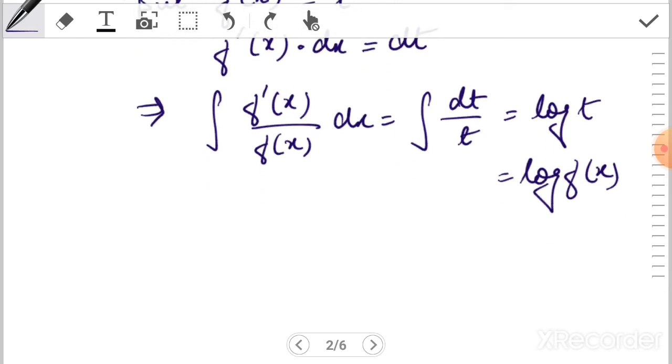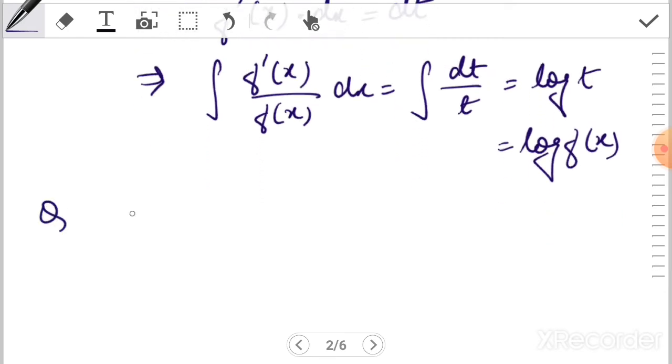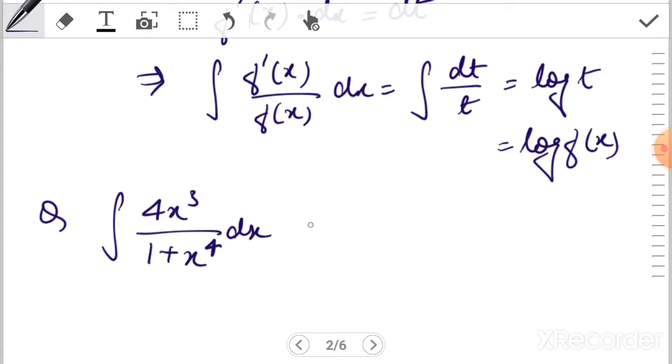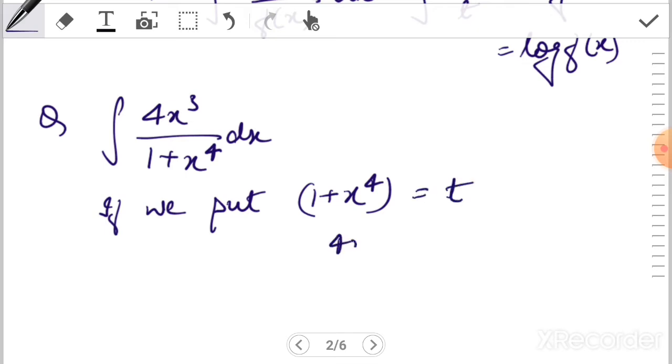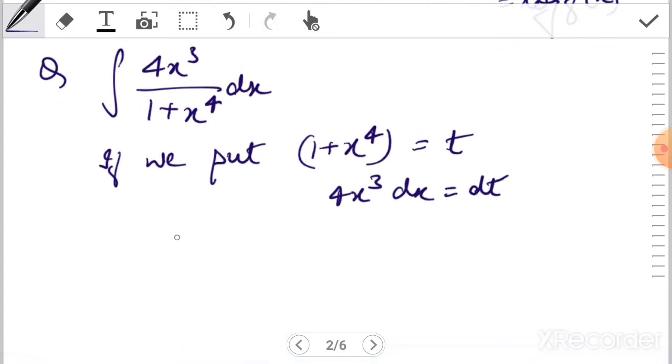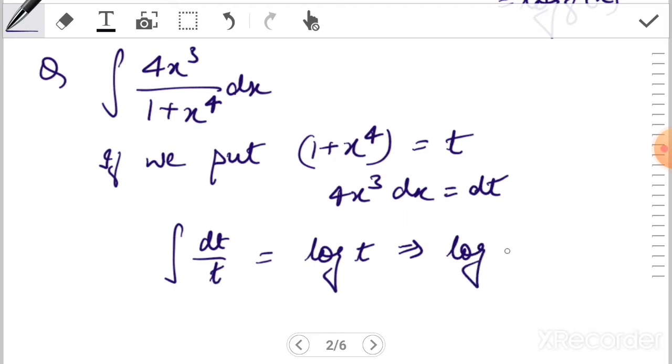Let us understand this with an example. We have to evaluate integral 4x cube by 1 plus x raised to the power 4 dx. Okay. So if we put 1 plus x raised to the power 4 as t, then we will have 4x cube dx is equal to dt, which reduces to dt by t, log t, which is nothing but log of 1 plus x raised to the power 4. Yes.